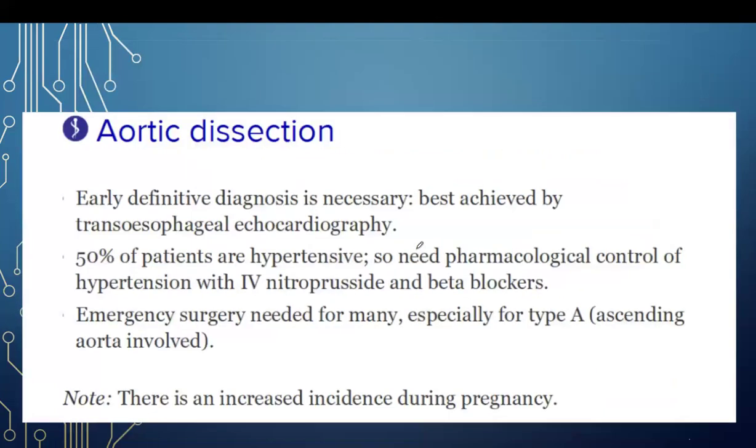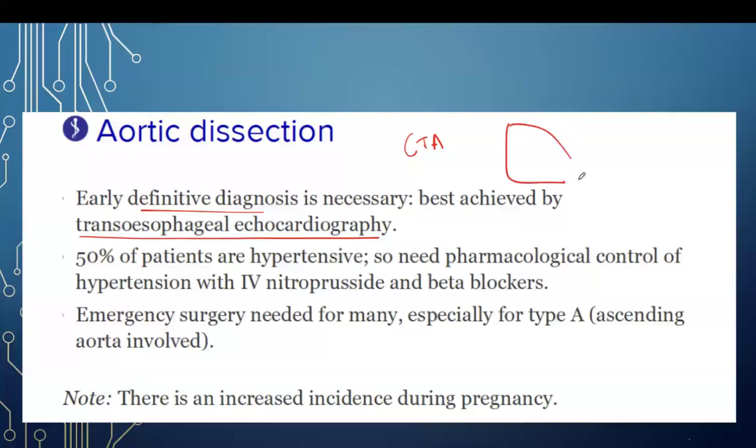So when we think that a patient might have aortic dissection, what will we do next? Next thing is to first confirm the diagnosis. The definitive diagnosis comes from transesophageal echocardiogram. If that is not possible, we do a CT angiogram. Now, it is very important to know the treatment.